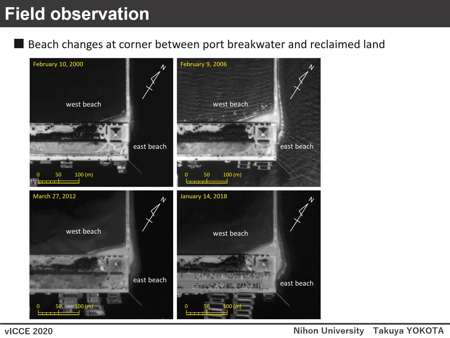Next, this shows the aerial photographs of west and east beaches between 2000 and 2018. Both beaches gradually developed over time, and the areas of both beaches were calculated from aerial photographs.